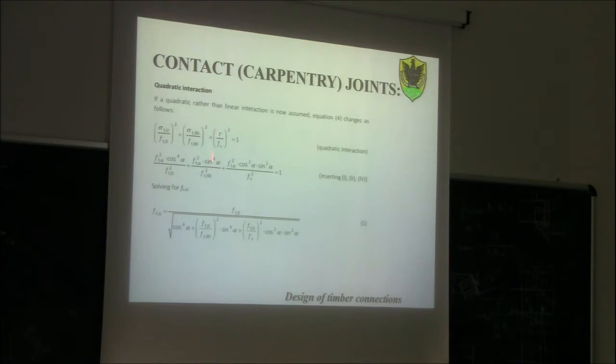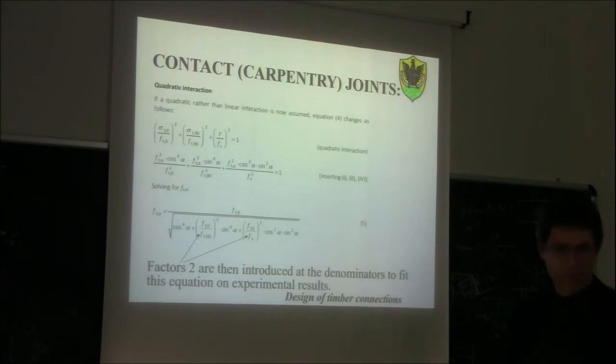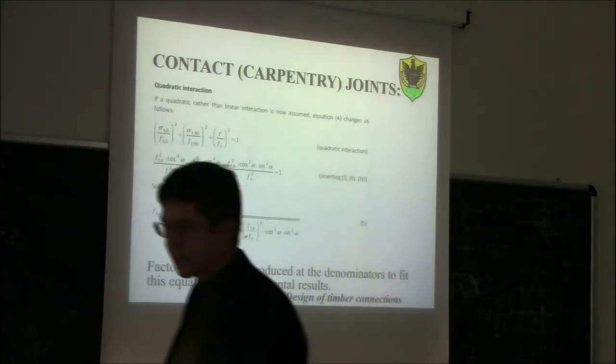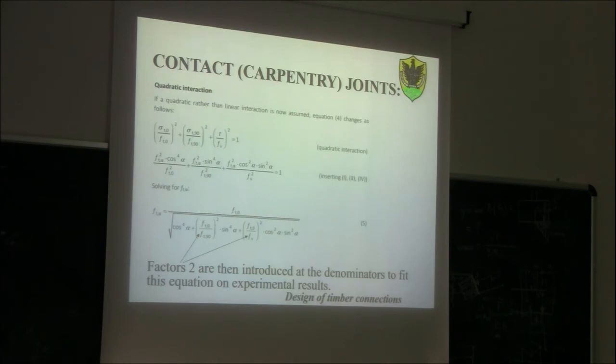So with this quadratic interaction, we get to this relationship, which is still not the one that will be implemented in the new Eurocode. The one that will be implemented in the Eurocode has a factor of 2 here and a factor of 2 here. And those factors of 2 were introduced at the denominators to fit this equation to the experimental results. So if you want, this has become a kind of semi-empirical relationship.